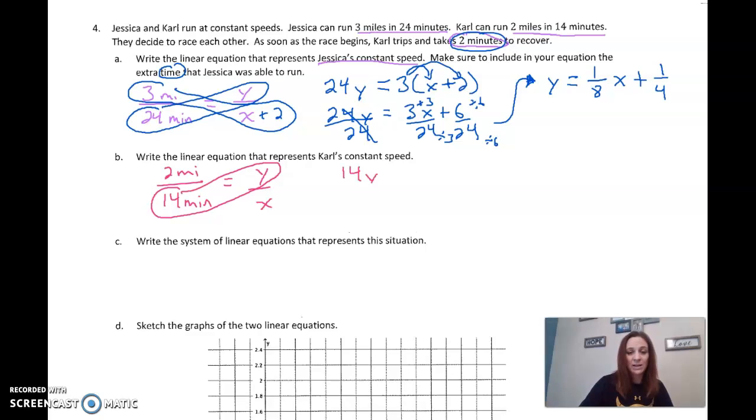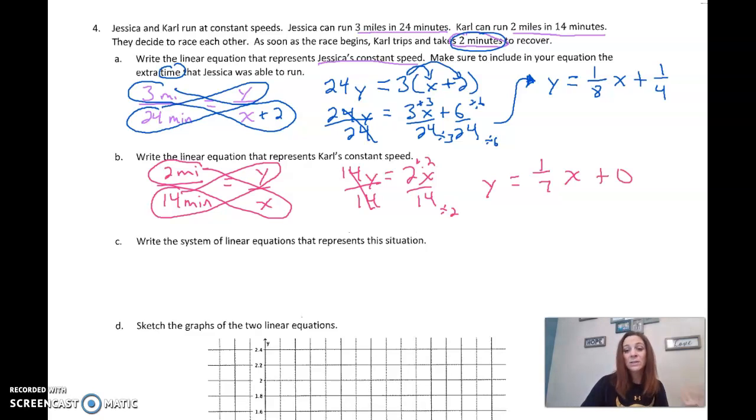14 times y equals 2 times x. Then I divide both sides by 14 because we always solve for y. 2/14, well, I can divide top and bottom by 2, and that ends up being 1/7 times x, okay? We're not adding anything on here. If we wanted to add something, we could put 0. That's not changing it. Now notice it says write the system of linear equations that represents the situation.